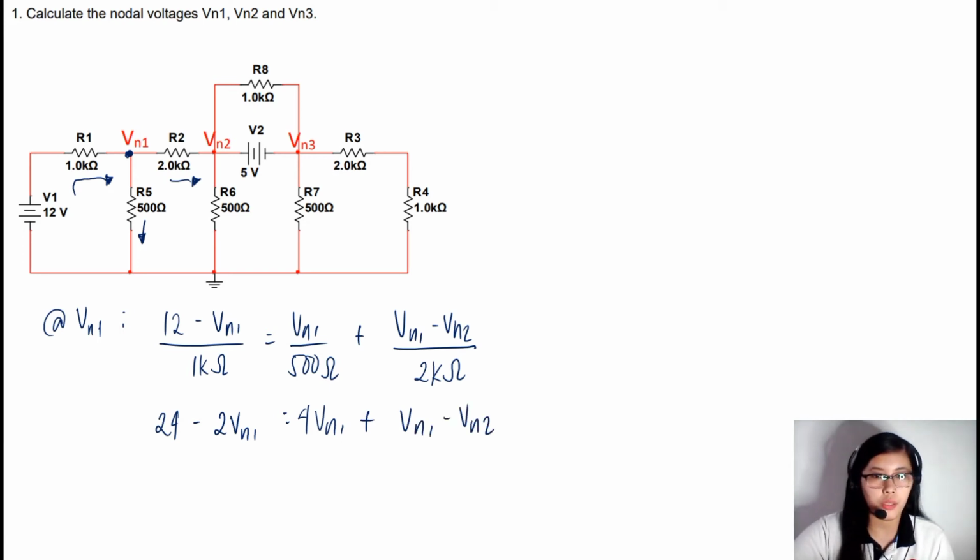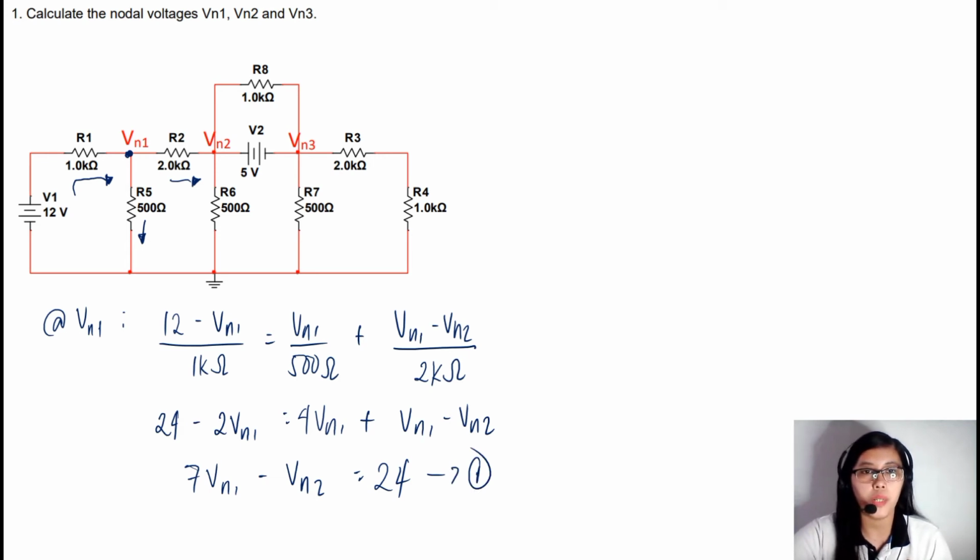Then let's just transpose the negative 2Vn1 to the right side. So this will be 7Vn1 minus Vn2 equal to 24. And this is our first equation. For our second equation, let's consider Vn2. And as you can see, there is a voltage source between Vn2 and Vn3.